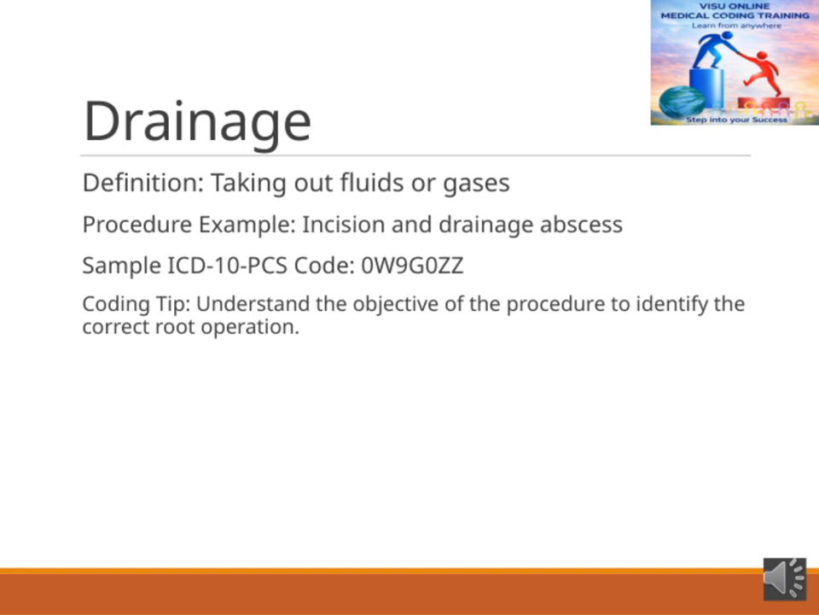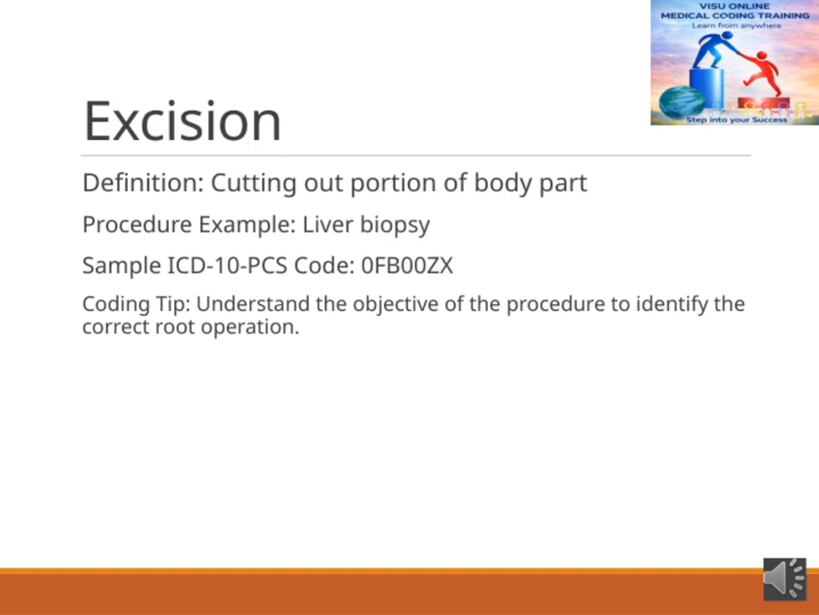This concept ties into our overall theme of accurately capturing the intent behind medical procedures for proper coding. All right, let's take a closer look at slide 12. When we talk about excision, we're referring to the procedure where a portion of a body part is cut out. For example, a liver biopsy is a common procedure that involves removing a small sample of liver tissue for examination.